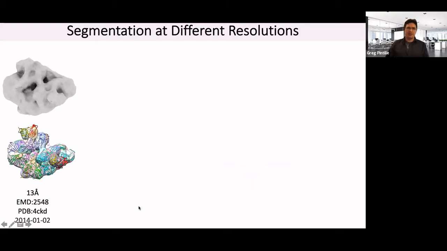Now, just to look at this segmentation process at different resolutions. There are a lot of maps that, even at low resolutions, I think show a lot of interesting details. In this case, if we take this map and apply the watershed segmentation process, and in this case there was no grouping done, this is a map of beta-galactosidase in complex with some antibodies. So it always helps to know a little bit about what you're looking at, of course.